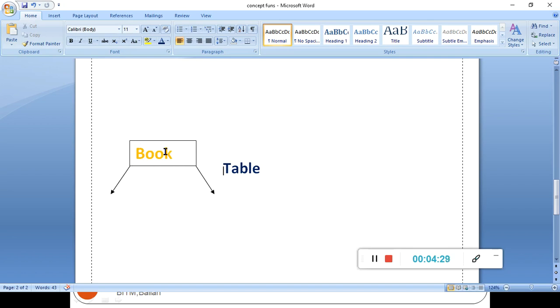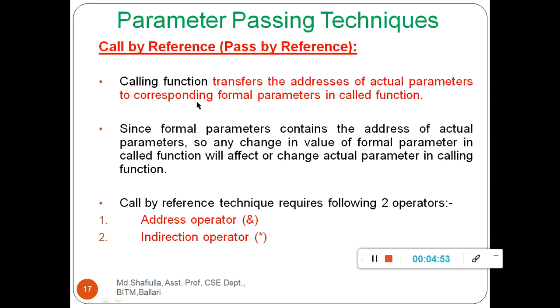So any change in formal parameter will be a change in actual parameter. So this is called by reference or call by address. So what happened in call by value? I did not give him the actual book. What I did, I just gave him a Xerox copy, right? I gave him a duplicate copy. Values were copied, but here addresses will be copied. So that is what happens in call by reference.